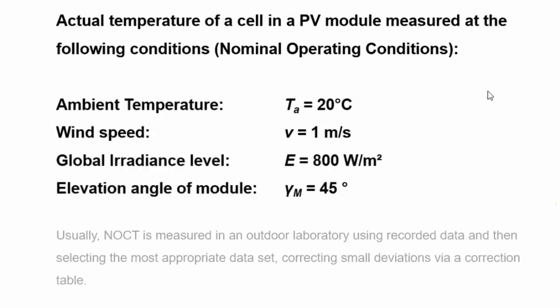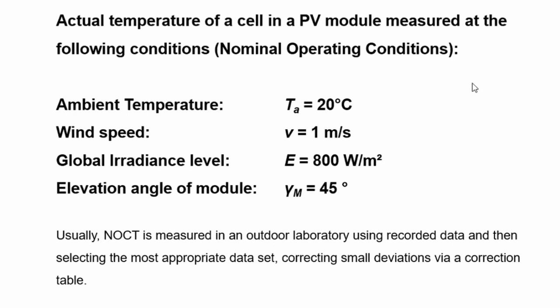In general, we have to say that the nominal operating temperature is more realistic because you have the actual temperature. Also, the irradiance level, as told, is more realistic because the 1,000 watt per square meter occurs very seldom, at least in Germany. So with the NOCT, you would have a much more adequate value for the operation output.